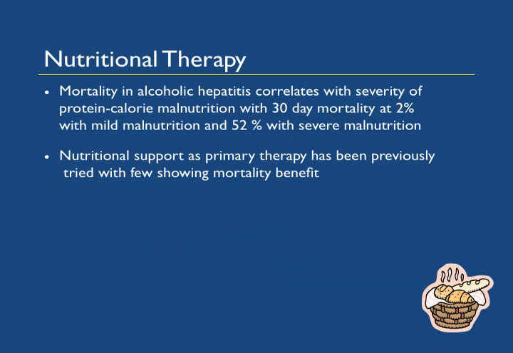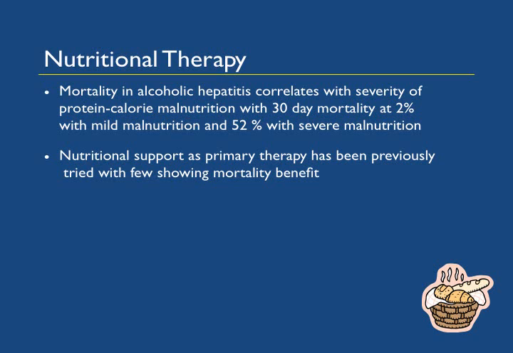One part of alcoholic hepatitis that may not be well recognized is nutritional therapy. It's important to know that mortality in alcoholic hepatitis correlates with the severity of protein-calorie malnutrition, with a 30-day mortality at 2% with mild malnutrition, while 52% with severe malnutrition. This is very important since patients with alcoholic hepatitis oftentimes have alcoholism, and therefore alcoholism can be very nutritionally depleting, and therefore patients will have a tendency to be malnourished. Second of all, having alcoholic hepatitis makes them weak and anorexic, and oftentimes they will not feel like eating. And therefore, nutritional support during this disease is very important and may require enteral tube feeding.